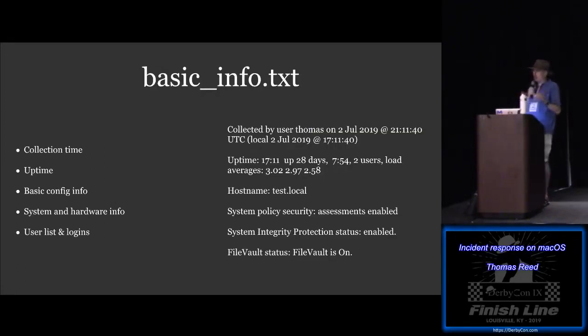So a few specifics here. It's got a basic info file that collects just a lot of very basic information: the time and date that you ran the collection, the list of users on the system, logins, and which security measures are turned on or off, things like is FileVault enabled, is System Integrity Protection turned on or off, that sort of thing.